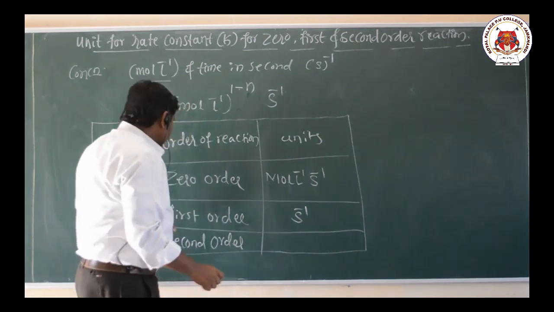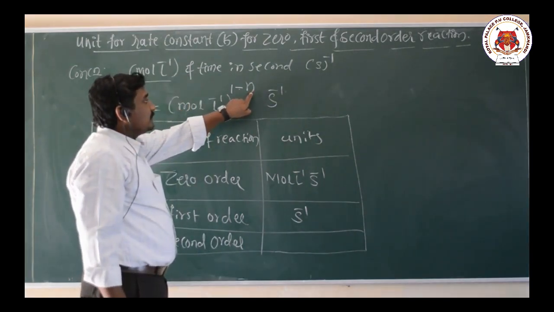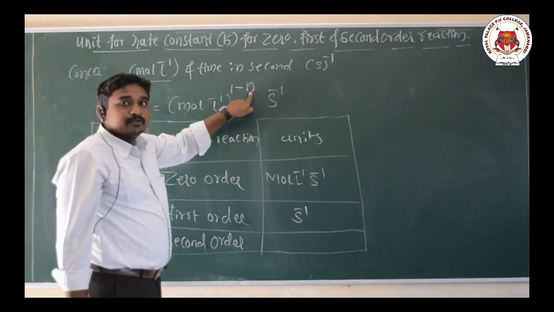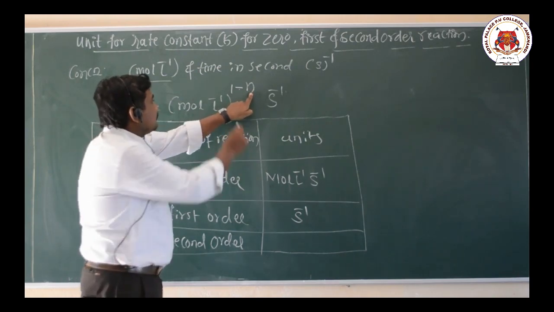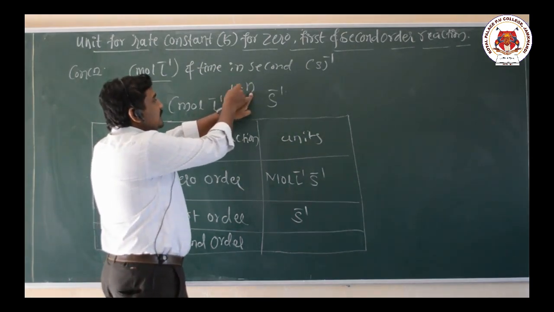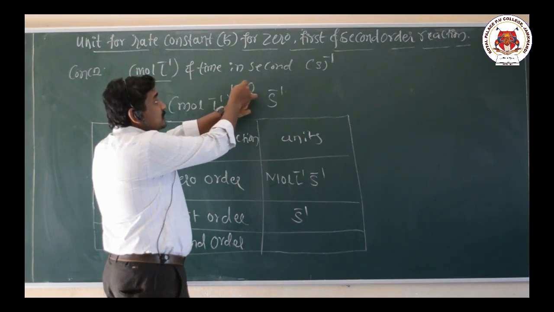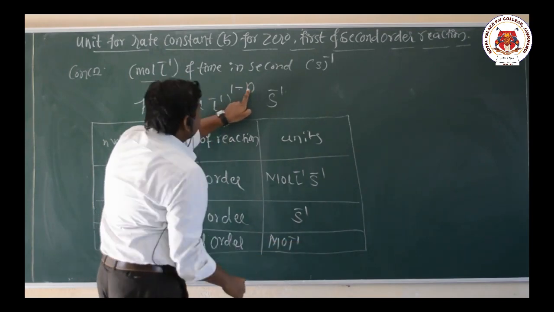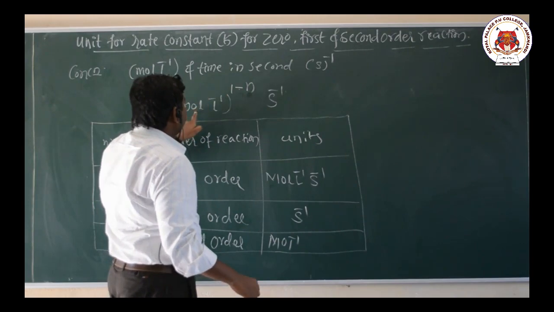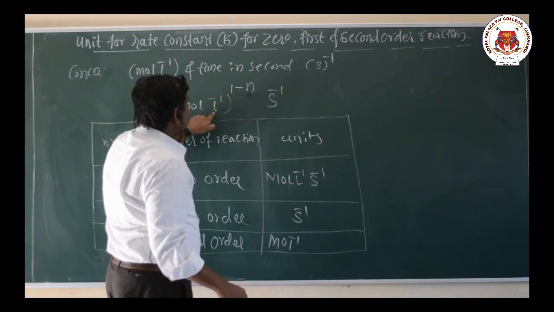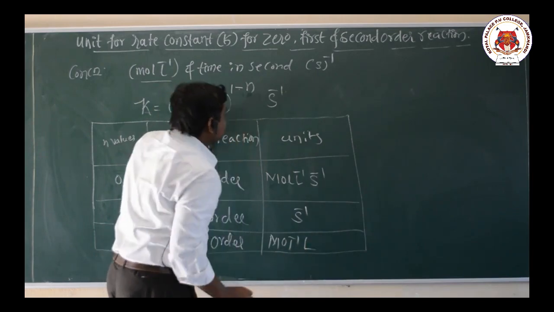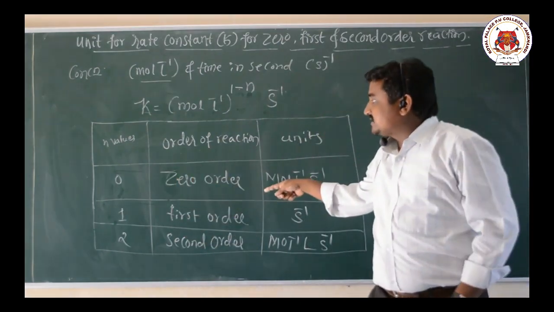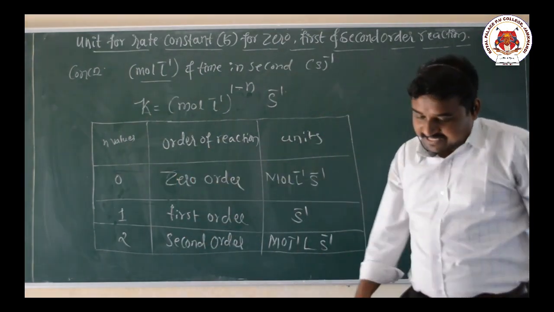Okay. For the second order reaction, the n value becomes 2, so you have to put 2. After putting the n value 2, you get (mole per liter) raised to 1 minus 2, which is minus 1. So the unit becomes per mole, since minus 1 power on the mole, and liter, and per second as it is. So these are the units for the zero order, first order and second order reactions.